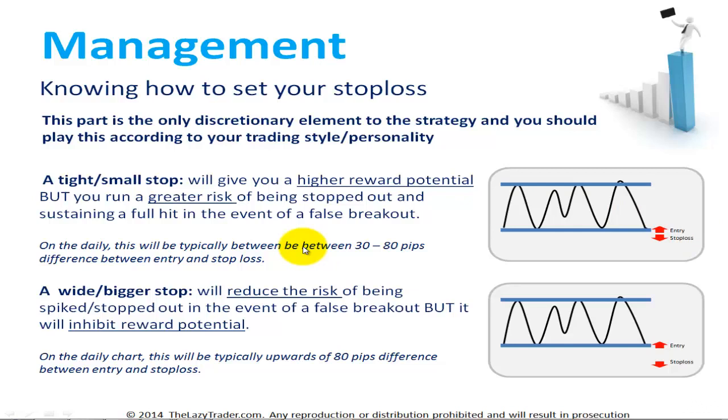A bigger or more conservative or wider stop will reduce the risk of being spiked or stopped out in the event of a false breakout, but it will limit reward potential. As you can see, the bigger the distance between your entry and your stop loss will mean that it will inhibit reward, and typically a bigger stop will be anything upwards of 80 pips difference between your entry and your stop loss.